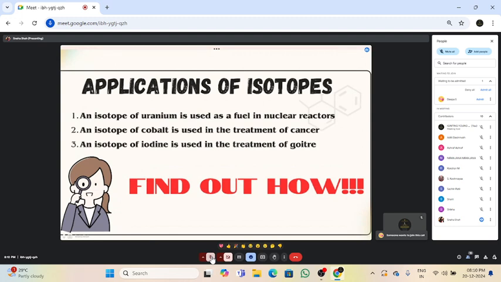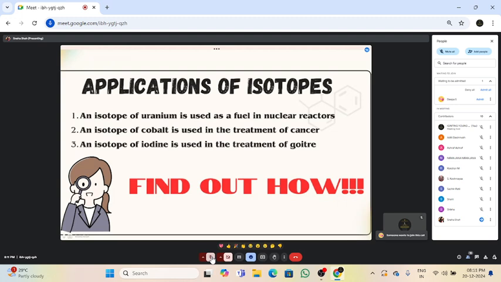Uranium isotope is used as a fuel in nuclear reactors. Nuclear reactors are nothing but power plants where nuclear energy is generated. An isotope of cobalt is used in the treatment of cancer. Go and find out how. An isotope of iodine is used in the treatment of goiter. You have to find which isotope, why that specific isotope, and how it is useful in such practical fields.